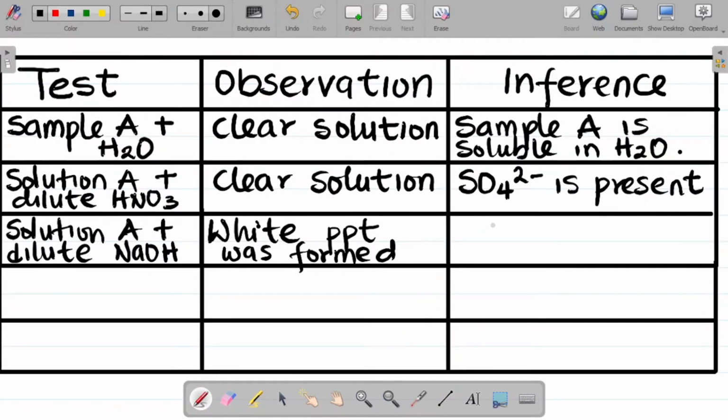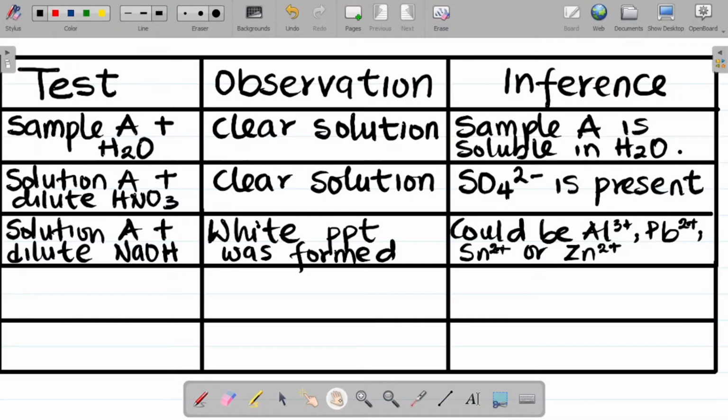So my inference is that it could be aluminum ion, lead ion, tin ion, or could be zinc ion. All right, so I have this. So this is my inference.